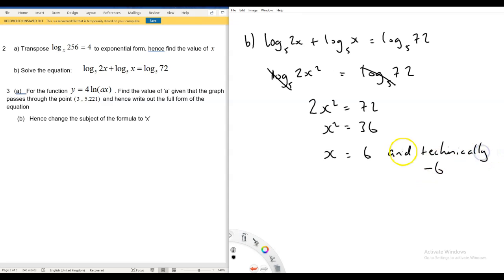Negative 6 is the answer. But it doesn't matter if it's there. Minus 6 squared is also 36. 6 and minus 6. Doesn't matter if you put 6, that's fine.